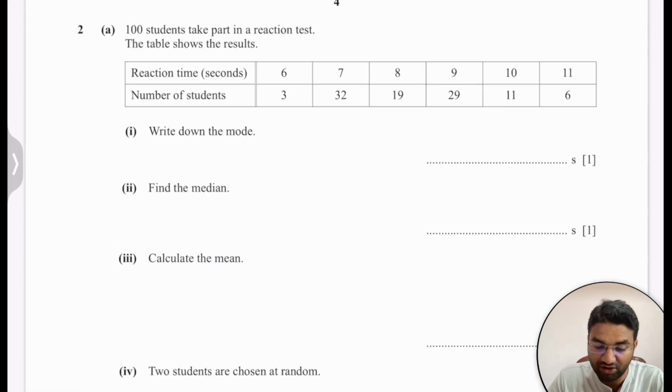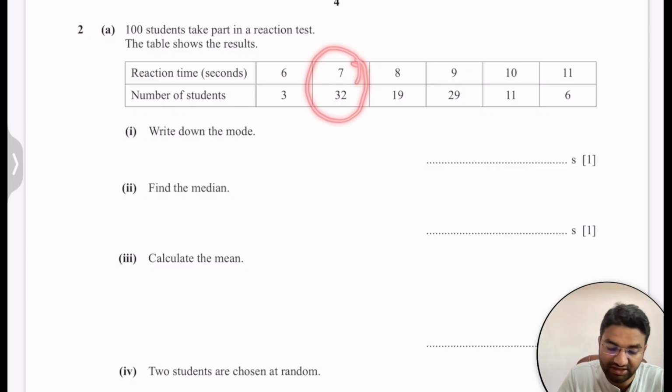100 students take part in a reaction test. The table shows the result. Reaction times are given and the number of students are also given. Here we have to calculate mode, median and mean. I hope you went through the basic concepts of mode, median and mean. Mode means highest frequency. So the highest frequency is here, you can see 32. So that's why the mode is 7.